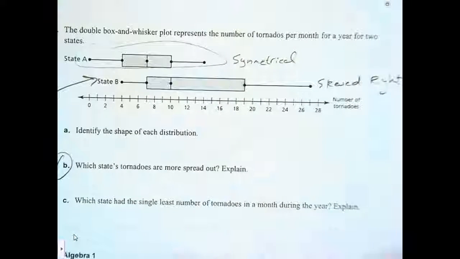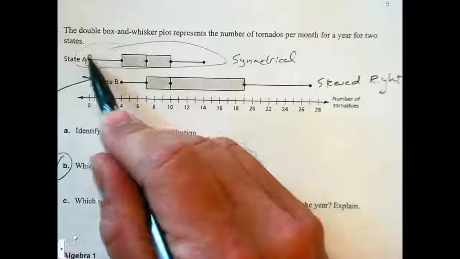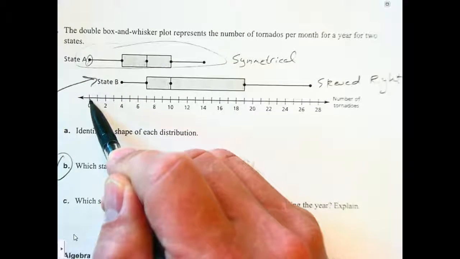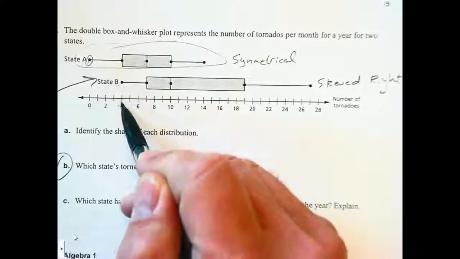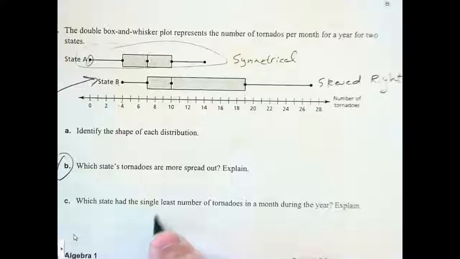Which state had a single least number of tornadoes? State A. What was that total? Zero. Remember, there's certain points we can use, and this is one. We know that the least amount is zero. The least here is four. I'm not sure I want to live in this state, quite honestly. Okay? State A.